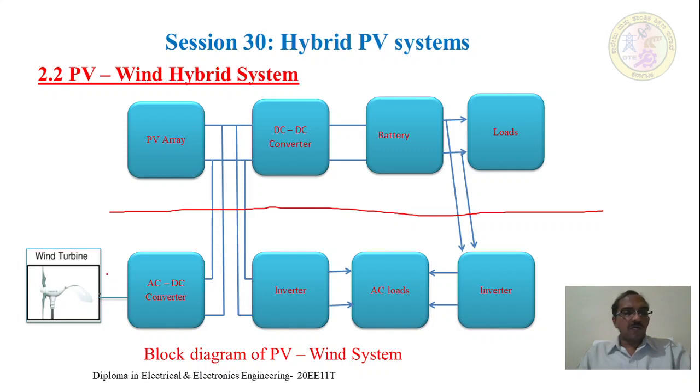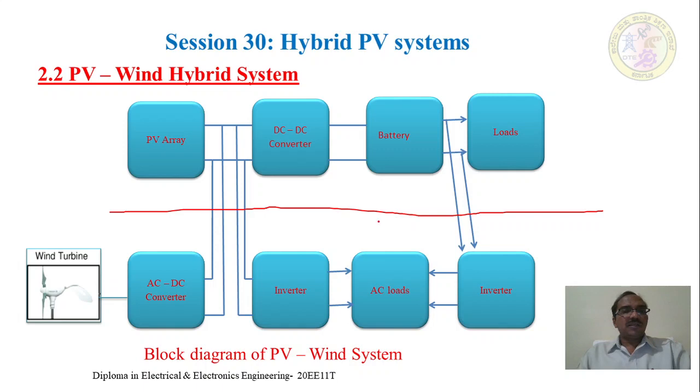This is another combination. What comes from the windmill is AC, because the generator here is an AC generator. We convert the AC to DC and give it to these circuits. Again that will be converted DC to DC, and then the battery will be charged. This process will be continuous. Otherwise, if you are not having that, directly we can give it to an inverter, and through that inverter you can directly give it to the AC loads.